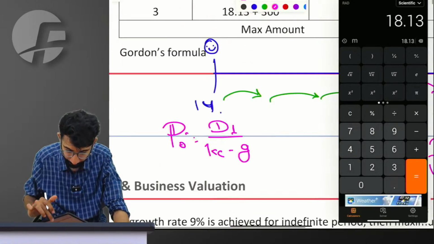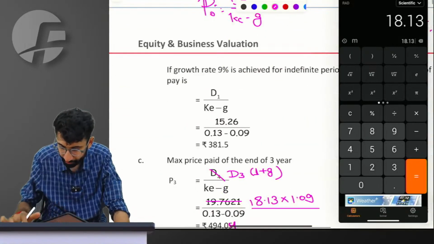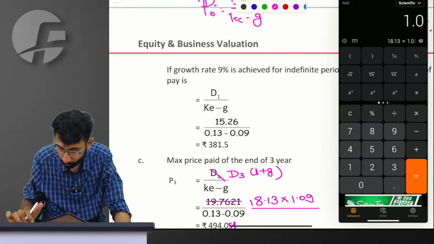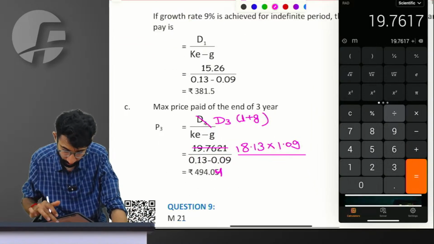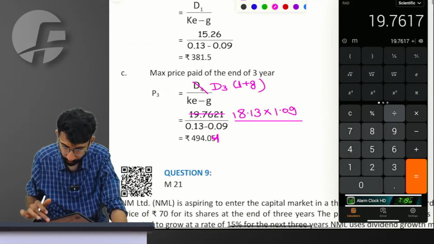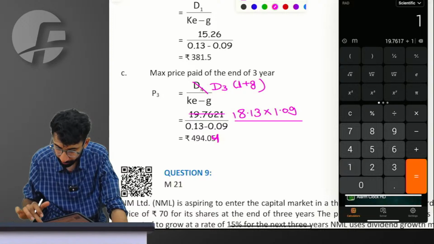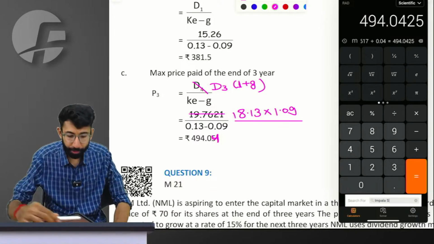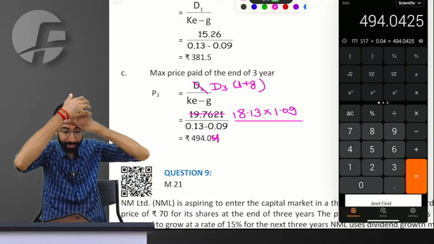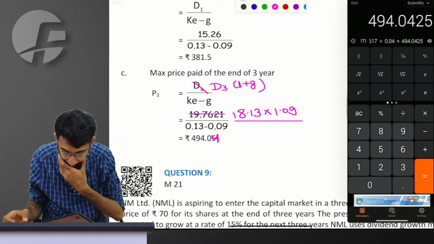18.13, as I can see, into 1.09 divided by 0.04. 494.04 is what I'm getting as the answer. Please confirm.